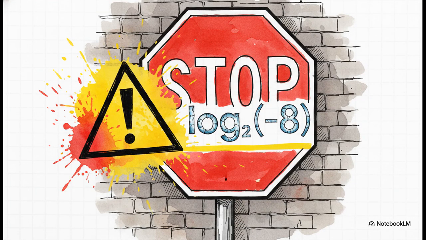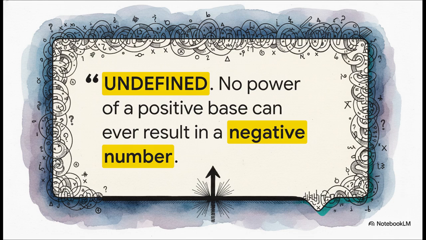What if someone asks you to find the value of log base 2 of -8? What's the answer? The answer is, it's a trick question. You can't do it. The answer is undefined. And here's why. Just think about it. Take the number 2. Can you raise it to any power at all and get a negative number? 2 squared is 4. 2 to the minus 2 is 1/4. 2 to the 0 is 1. No matter what you do, you can never, ever get a negative result from a positive base. So the rule is simple. You cannot take the log of a negative number.